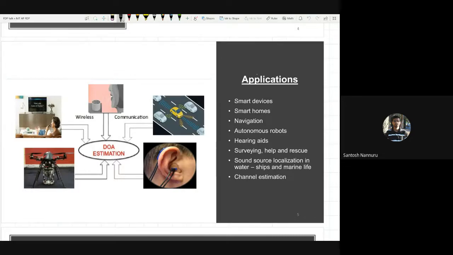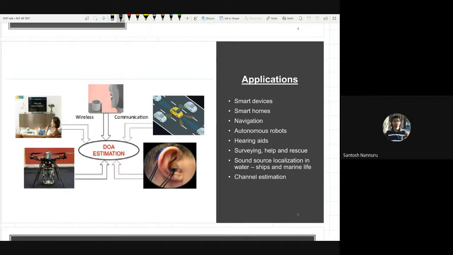Navigation, right? So autonomous navigation, autonomous robots, this is a very current topic, a lot of research being done in it. While you're navigating, you get signals from all directions, various kinds of signals: light, audio, radar, lidar, all kinds of things. So having directional information accurately helps you do a better navigation.